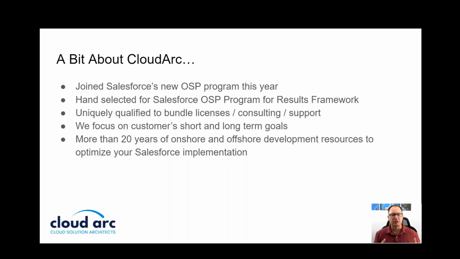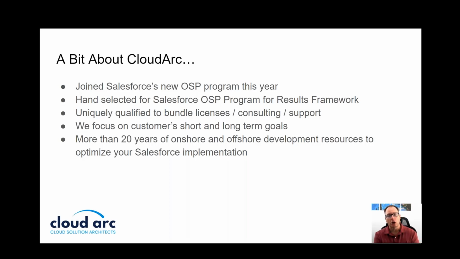Now, let me mention a little bit about our team at CloudArc. So at CloudArc, we've been implementing Salesforce really since before Salesforce existed. We've had a long history of working with CRM products, and obviously we joined Salesforce and became one of their partners early on in the Salesforce history. But recently, we were added to a new program that Salesforce has called the Outsourced Service Provider Program, or OSP. We were asked to join that program this year, and so we were hand selected to join the OSP program.